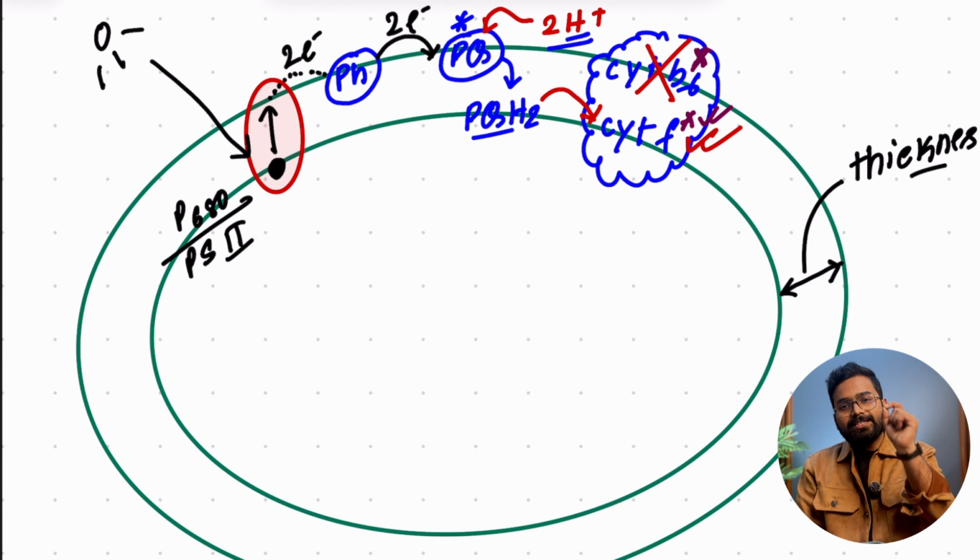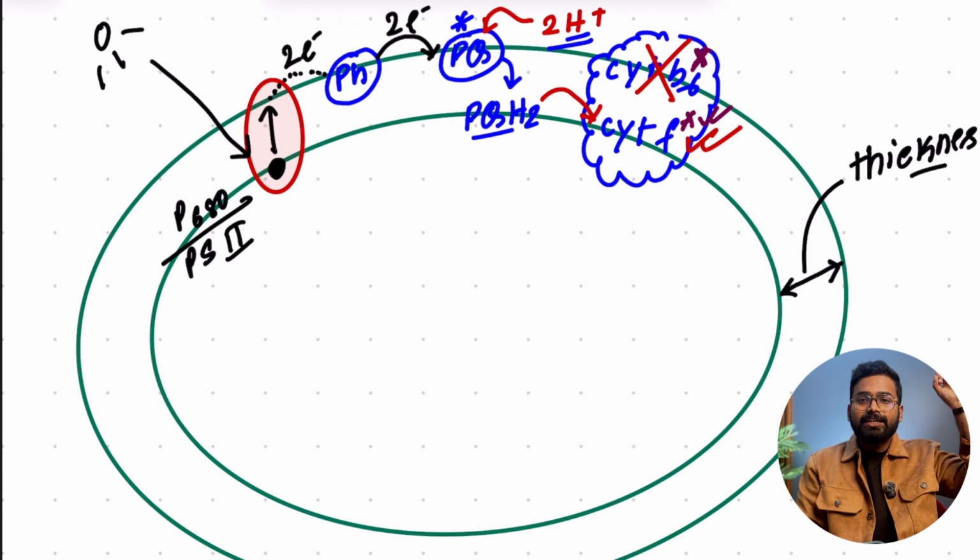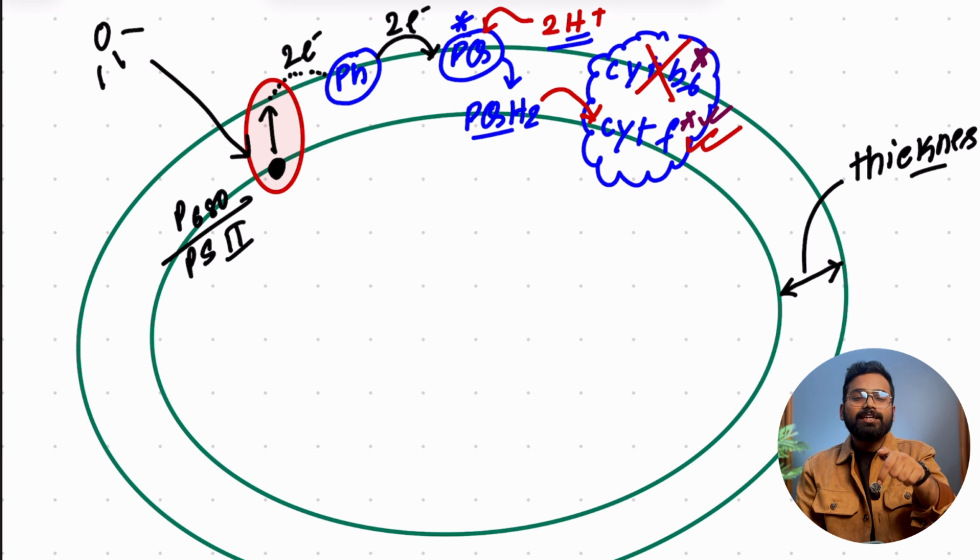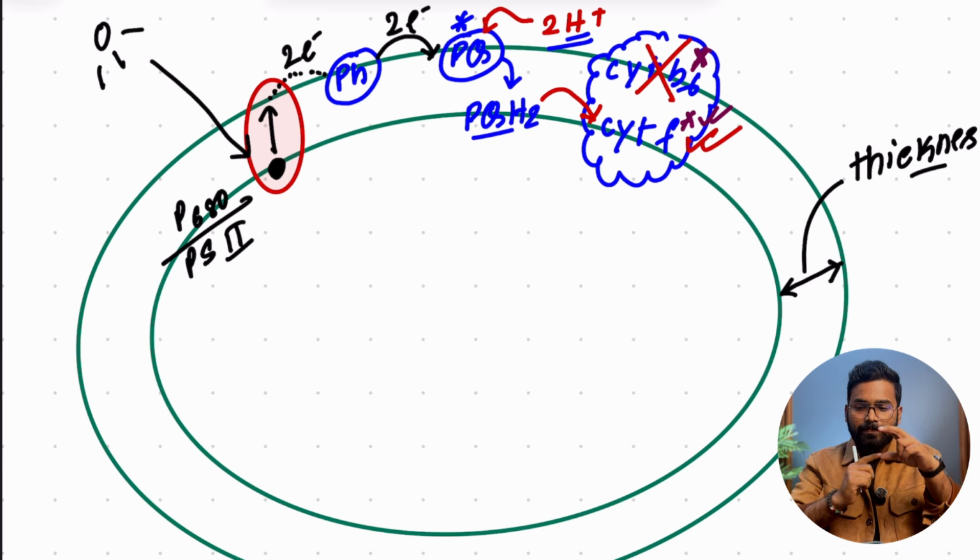Remember, cytochrome B6 is functional only during cyclic ETS. Here we are studying non-cyclic, and in non-cyclic the name of the complex remains the same, cytochrome B6F. B6 is located on the outer side of the membrane, F is located on the inner side of the membrane. Here only F is functional.